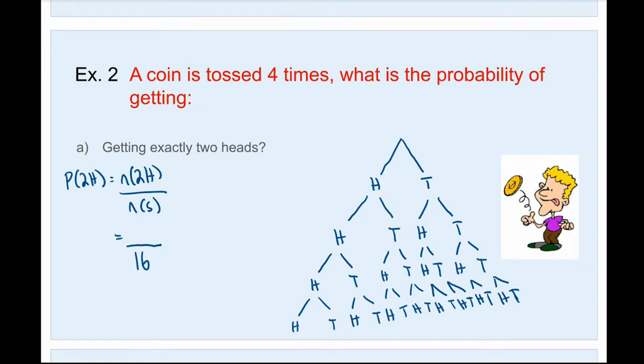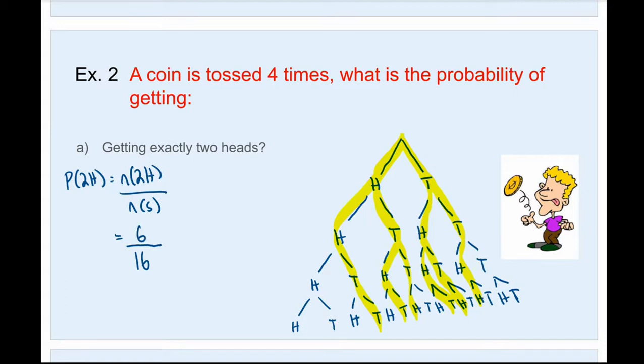Now, in order to figure out the number of times I can get exactly 2 heads, I'm going to have to follow my pathways. So there's 1, 2, 3, 4, 5, and 6. So there's 6 ways I can get exactly 2 heads.